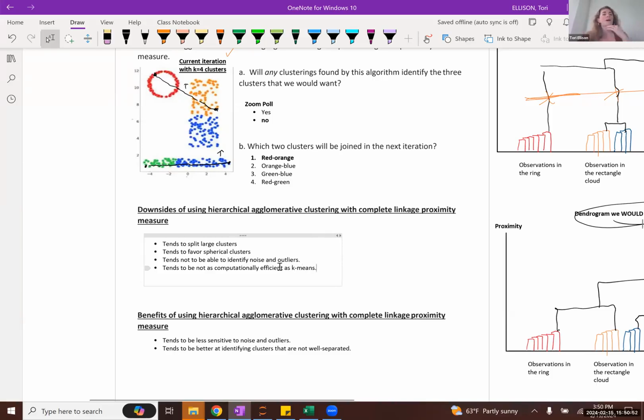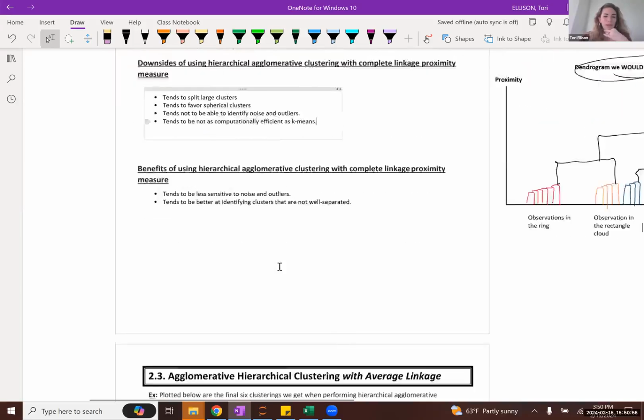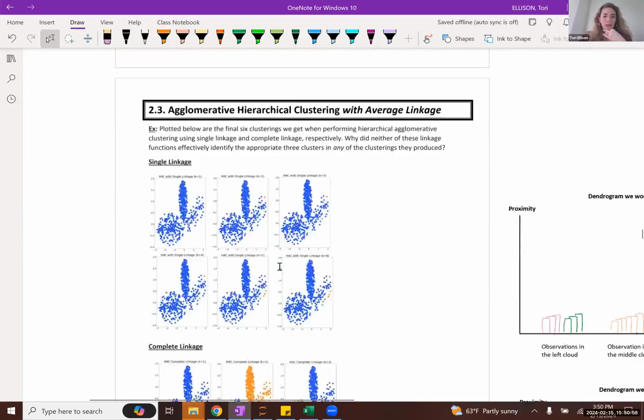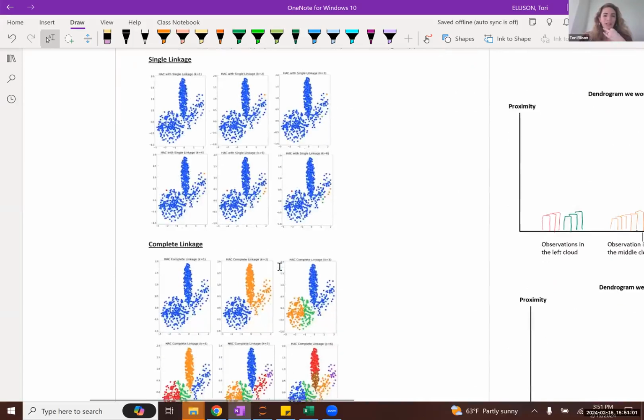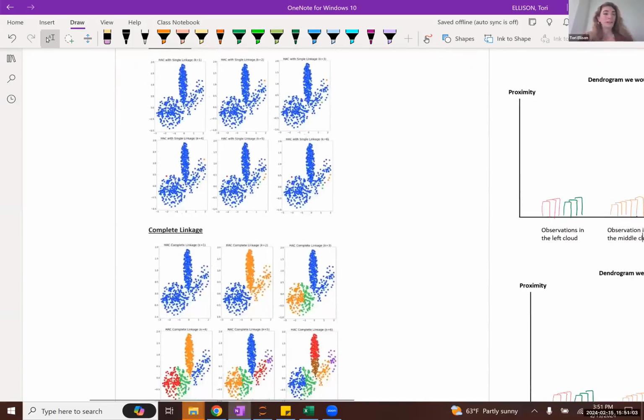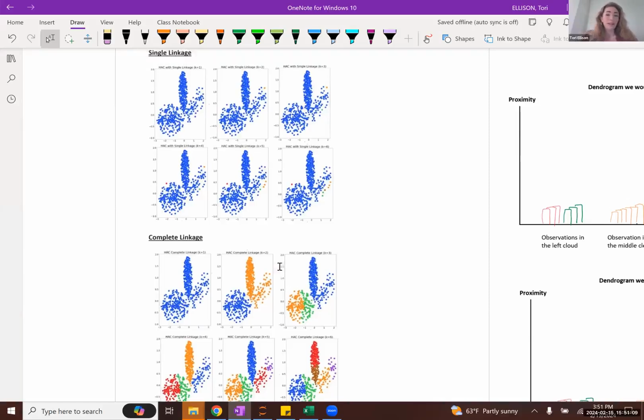All right. Questions on that? Okay. So now we've talked about how single linkage and complete linkage, their pros and cons tend to be mirror opposites of each other in a lot of ways. So sometimes there might be a scenario.